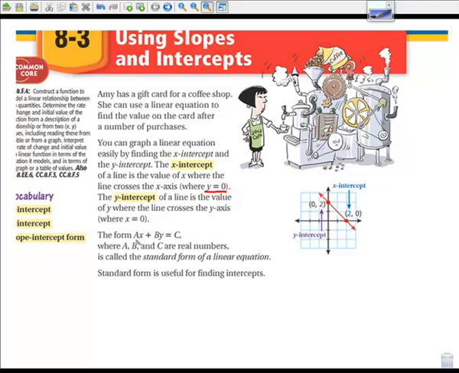This form right here, ax plus by equals c, is called standard form, and a, b, and c are real numbers. So in ax plus by equals c, a, b, and c will be filled in with real numbers. Standard form is useful for finding intercepts, and that's what we're going to do. We're going to find the intercepts and then go ahead and graph them.